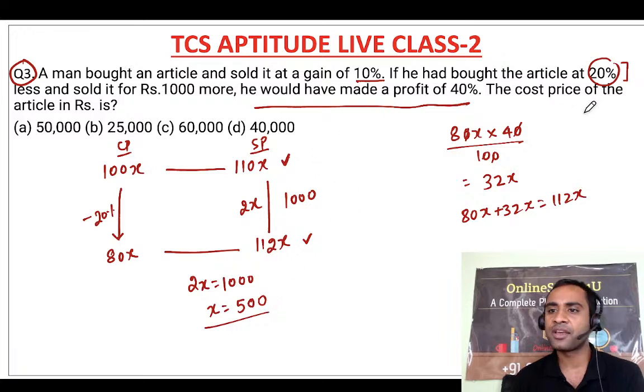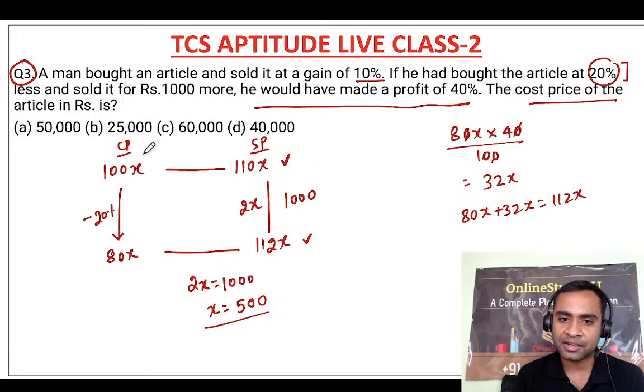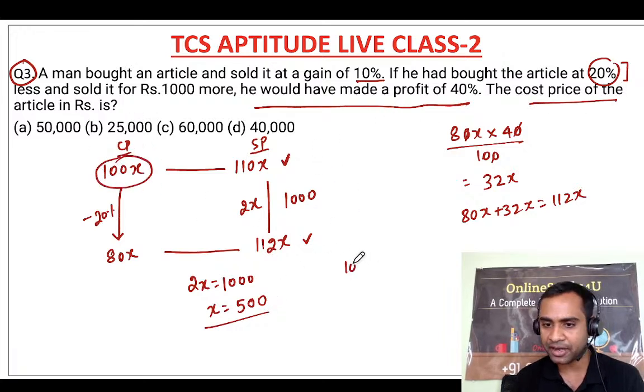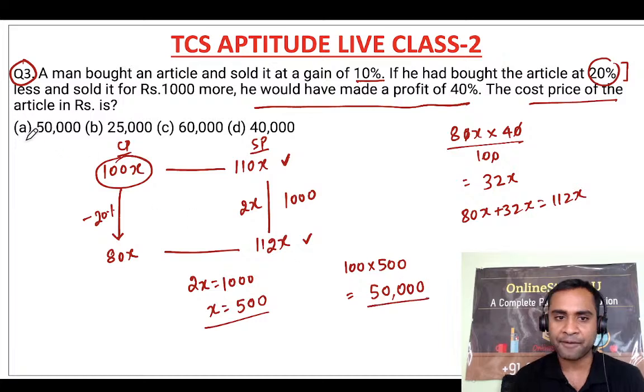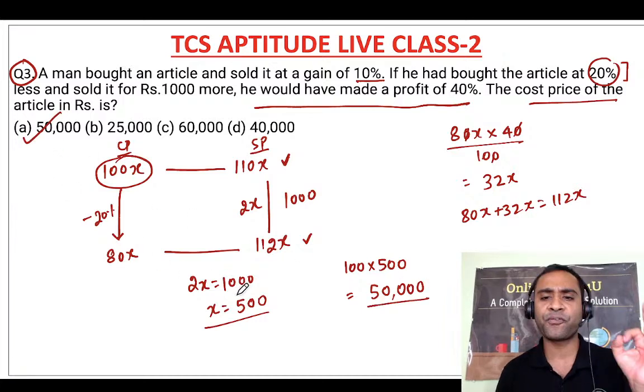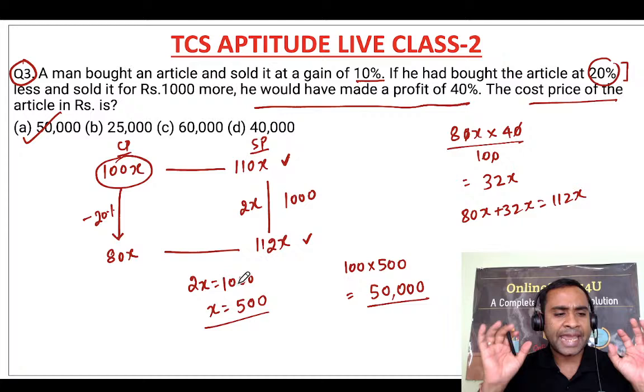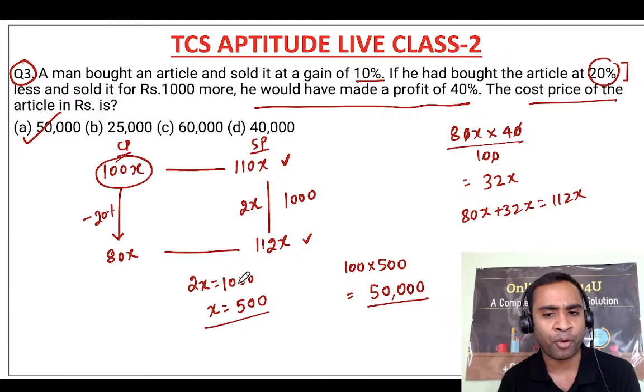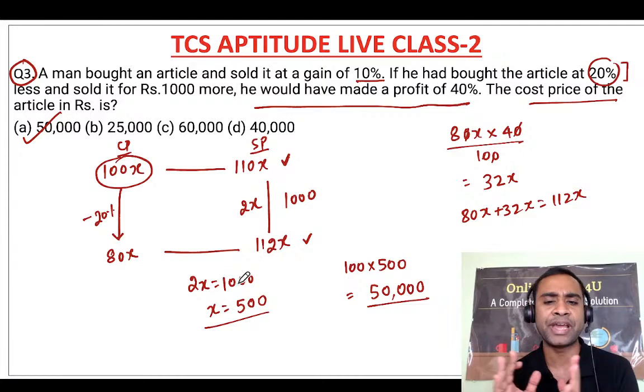They are asking the cost price of the article, and the cost price of the article is 100x. So 100 into 500 will be nothing but 50,000. Option A will be the correct answer. A wonderful question, but using the shortcut approach, we have solved it very quickly.